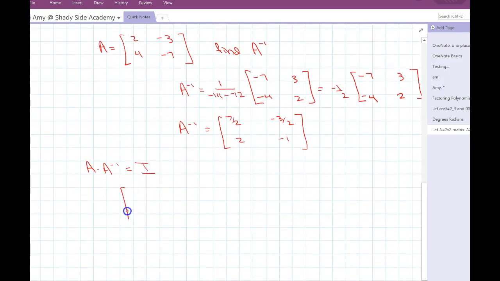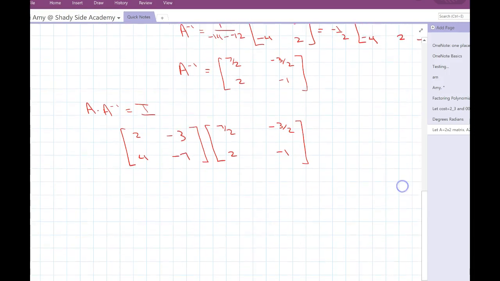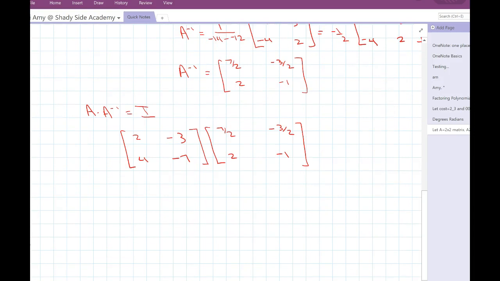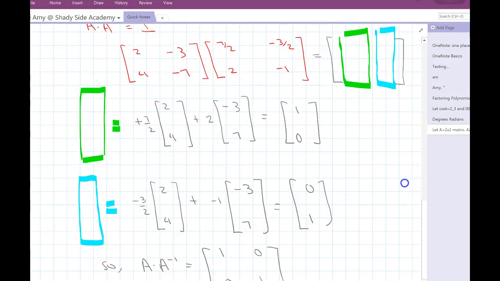Let's see. 2, negative 3, 4, negative 7, multiplied by the inverse of A. Okay, I'll let you go ahead and do that on your own to show that when you multiply these two, you do get the identity. I'm going to do it right now. Pause. Okay, here's my work below.